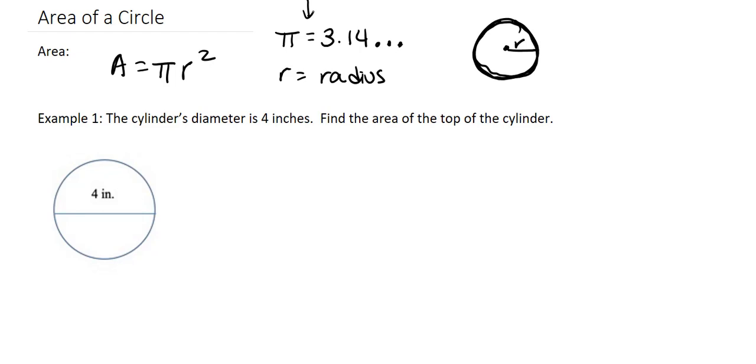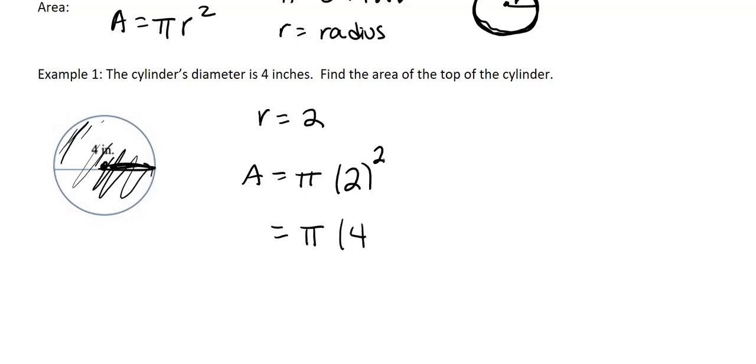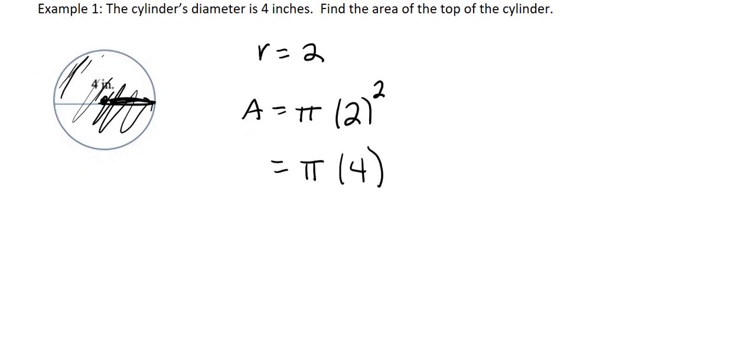So let's look at the first example. So we have the cylinder's diameter, which is 4 inches. Find the area of the top of the cylinder. So that means we're solving for all of this. Now, if we have the diameter, which is 4 inches, the radius is going to be just half of this. So that's going to be 2. So in order to solve for our area, we have pi r squared, so 2 squared. Well, if we just took care of the exponent first, we have pi, and then 2 times 2, which is 4, because an exponent is just 2 copies of 2 being multiplied together. So that's 4. So now we have 4 pi.